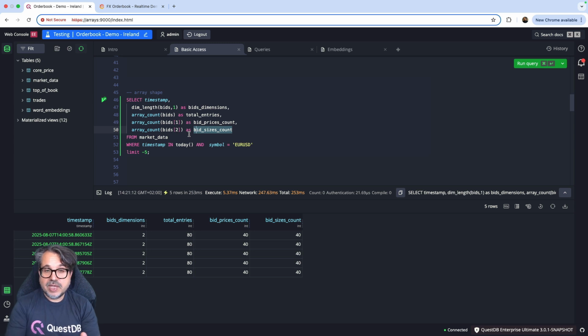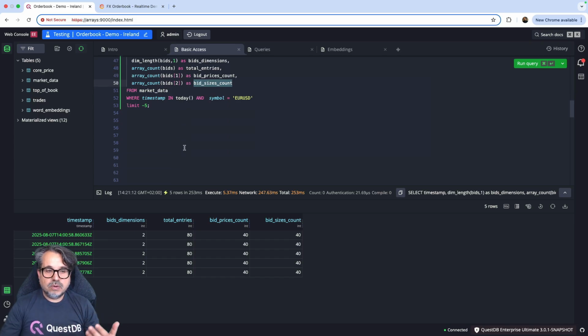This is because of the way I've been ingesting data. I decided I was going to store prices in the first position, sizes in the second. I decided I was going to be sending for each row exactly 40 levels. These numbers could be different, but as you can see, the idea is you can apply different array functions to interrogate the shape of the array, and how many elements you have, and so on and so forth.